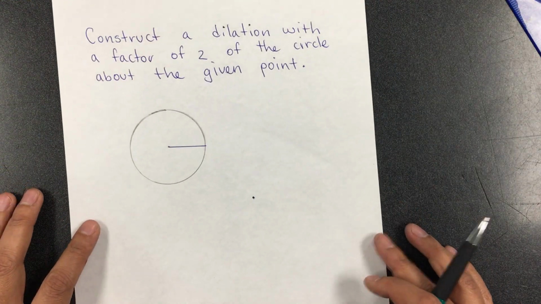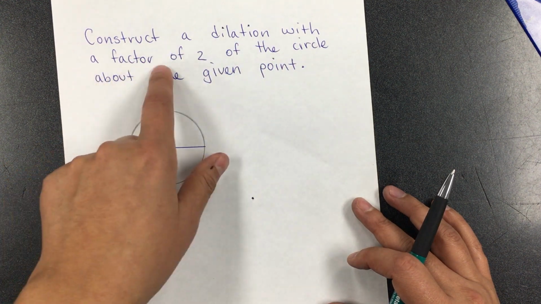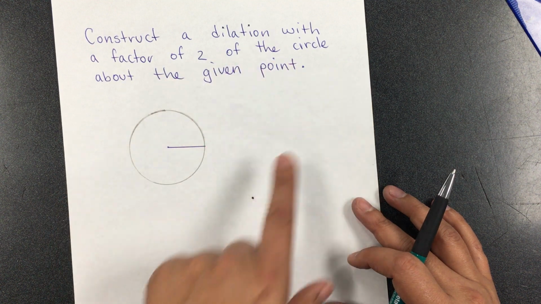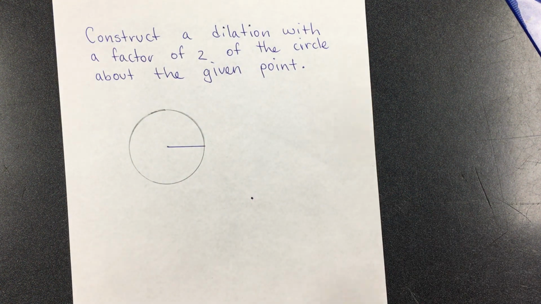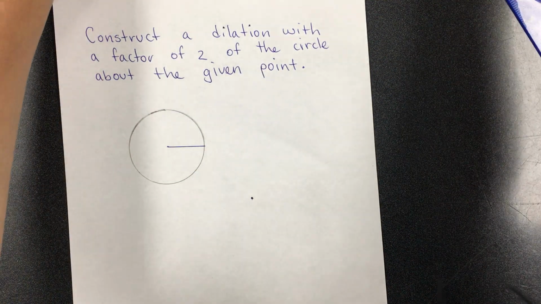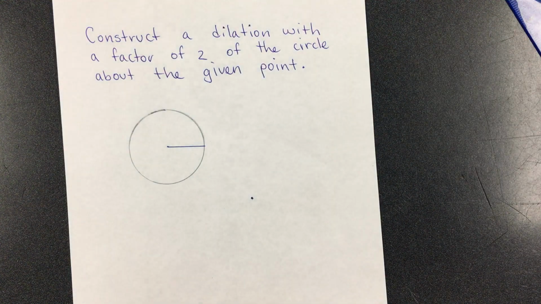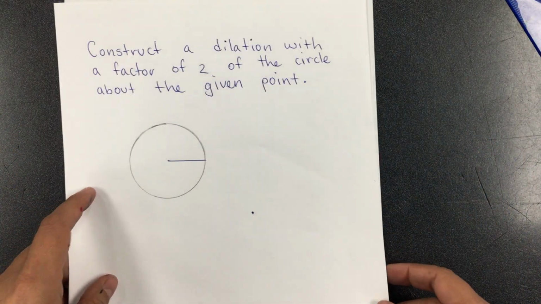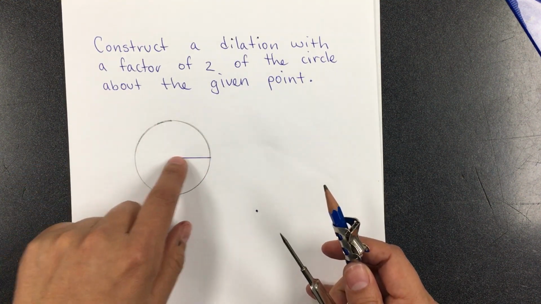Having that in mind, we're going to do some construction. So it says construct a dilation with a factor of 2 of the circle about the given point. So they gave you a point in here. And I'm going to put some papers underneath because it's easier to use the compass.